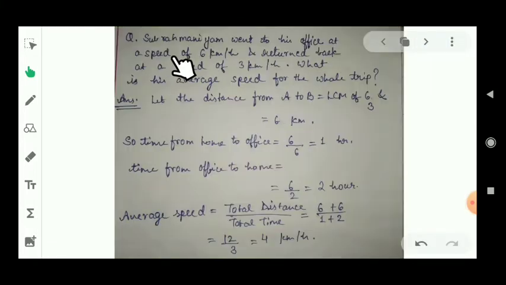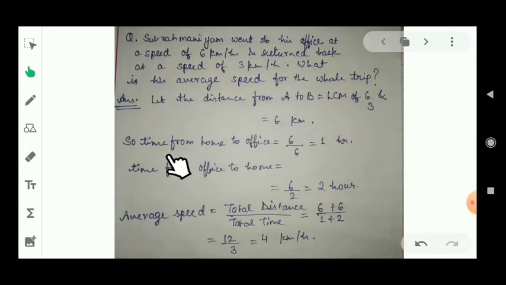Now see the next question. Subramaniam went to his office at a speed of 6 km per hour and returned back at a speed of 3 km per hour. What is his average speed for the whole trip? Student, let Subramaniam go from home to his office, that means the distance from A to B will be the LCM of 6 and 3, which are given as speeds here, 6 km per hour and 3 km per hour. And when we find out the LCM of 6 and 3, it will be 6. So because we are finding the distance, it will be in kilometers.